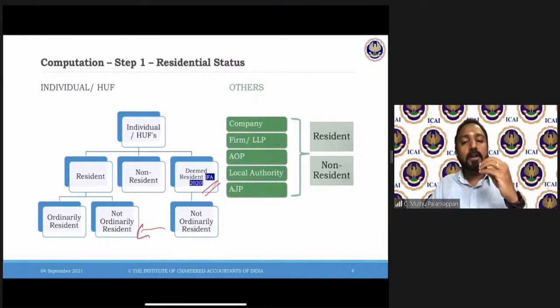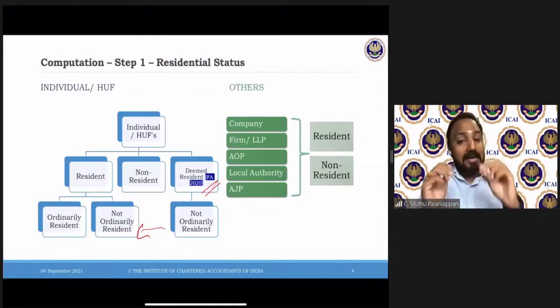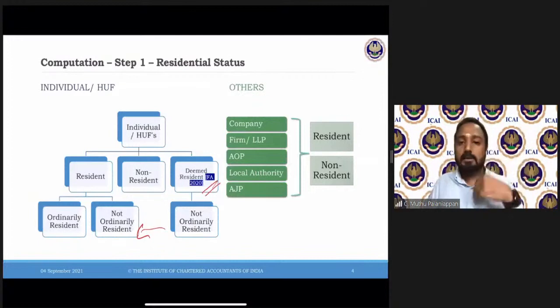Basically, whosoever has a foreign income, that is an income not generated from India, foreign income sources, if there is more than 15 lakhs and that income is not taxable in that country, only for them this deemed resident is applicable. I'm not going to go into the specifics of this provision because you'd have already studied that. So to just recap, an individual or HUF is going to be classified as resident and non-resident. Resident is again subclassified into ordinary resident and not ordinary resident. In Finance Act 2020, there is a new provision which is called a deemed resident, who will always be a not ordinary resident.